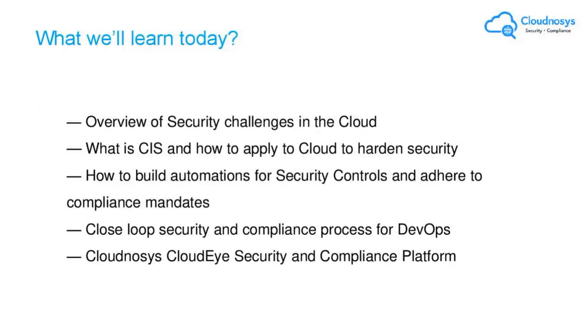Okay, so what are we going to learn today? Very quickly, we're going to do an overview of security challenges in the cloud and what is CIS, as most of you probably already know, and how do we use it effectively to do risk prioritization and also automation. So those are the two things. We're also going to talk about how to build automations via security controls, which are important as part of your overall governance strategy, and talk about this closed loop security and compliance process for DevOps as well.